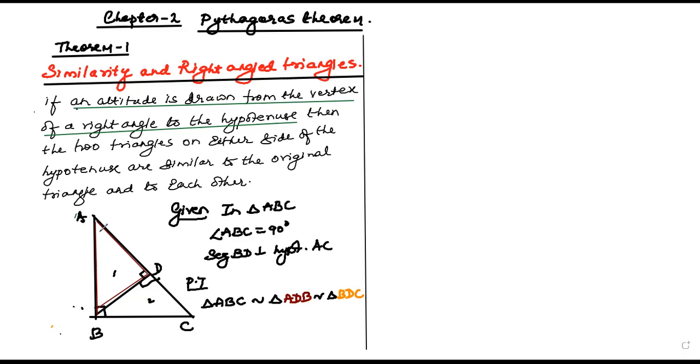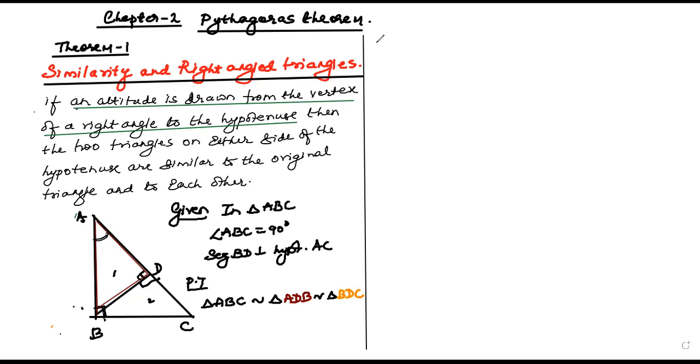The original triangle ABC and this triangle ADB. Look at triangle ABC and triangle ADB. Don't you agree? Angle ABC is congruent to angle ADB, each is 90. Then angle A is congruent to angle A, a common angle. So don't you realize two angles of the big triangle are congruent to two angles of the small triangle? So ABC is similar to ADB by AA test.